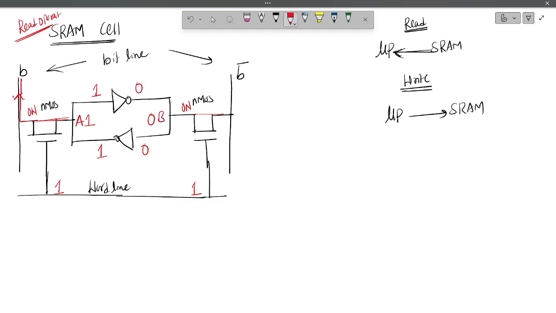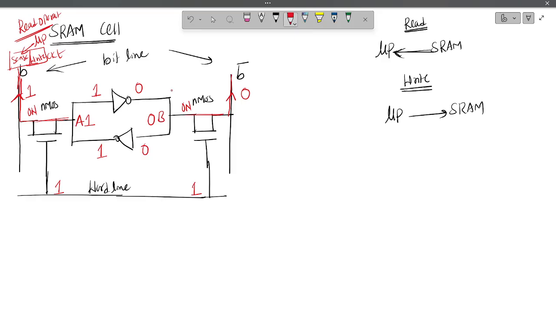So what value is there at point A? 1. 1 will be passed through the bit line, and what is available at point B? 0. So 0 will be available at B bar. So 1 is available at B, and 0 is available at B bar. Okay, so what happens? There is a sense or write circuit. Through this sense or write circuit, the microprocessor can read the data.